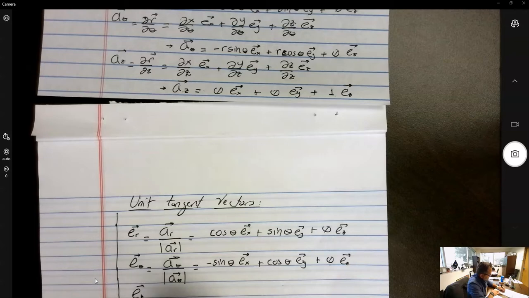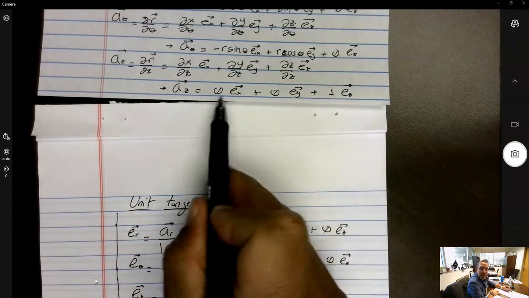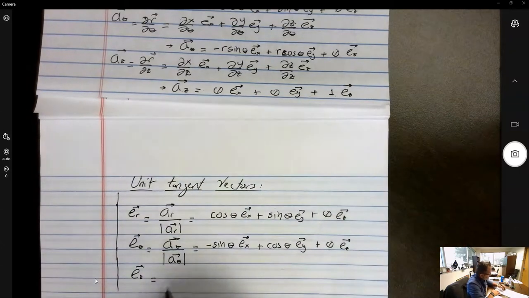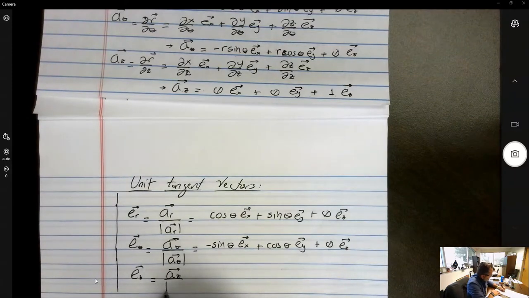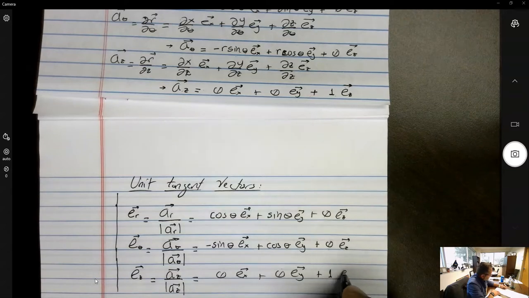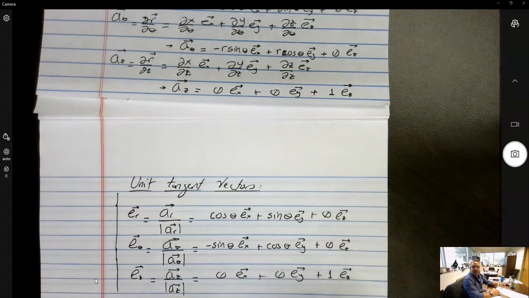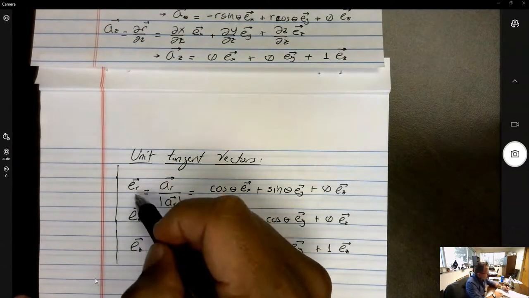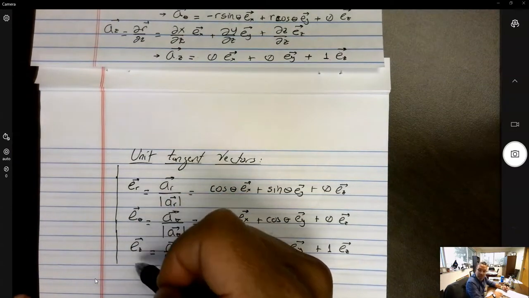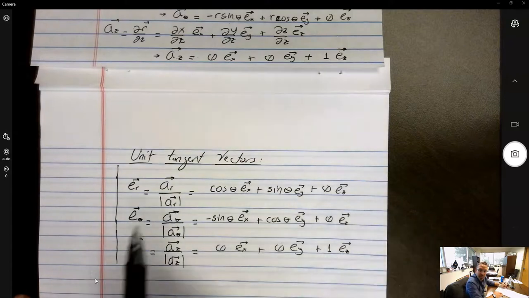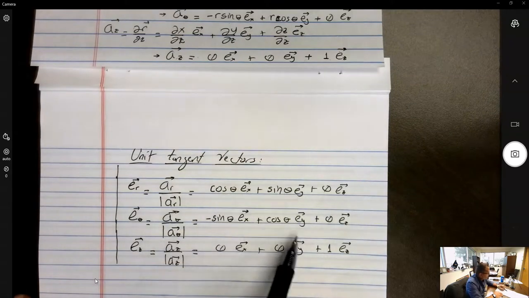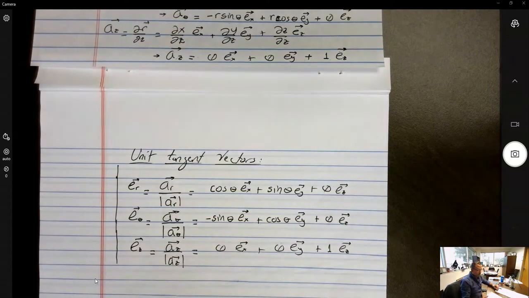And the last one, you can see that the length of that vector is already 1. So AZ divided by the length of AZ won't change anything. It will still be 0, 0, plus 1. So that's the 3 vectors and the 3 unit tangent vectors in the cylindrical coordinate system expressed in terms of cylindrical coordinates and expressed in terms of the unit tangent vectors in the Cartesian coordinate system.